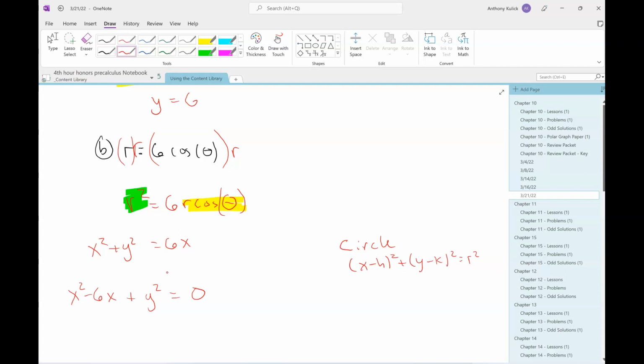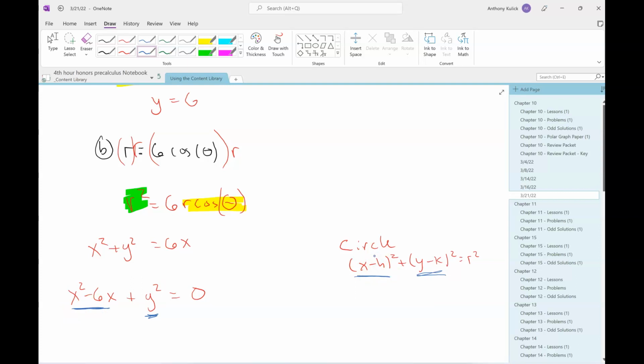Everybody's okay to hear? So the y squared is fine. Y squared is the same as like y minus 0 squared. So like, cool. But this, though, I have to make look like that.